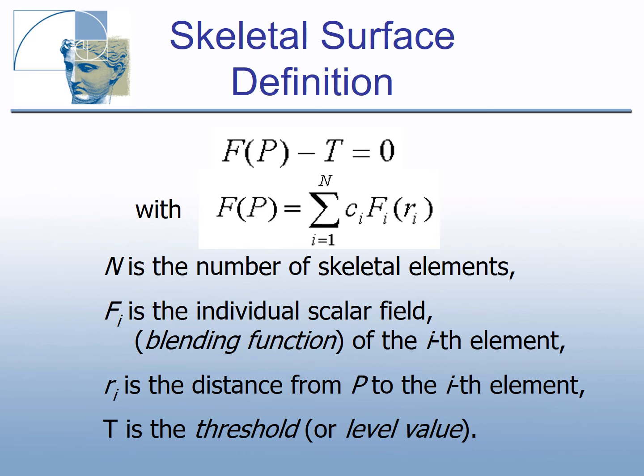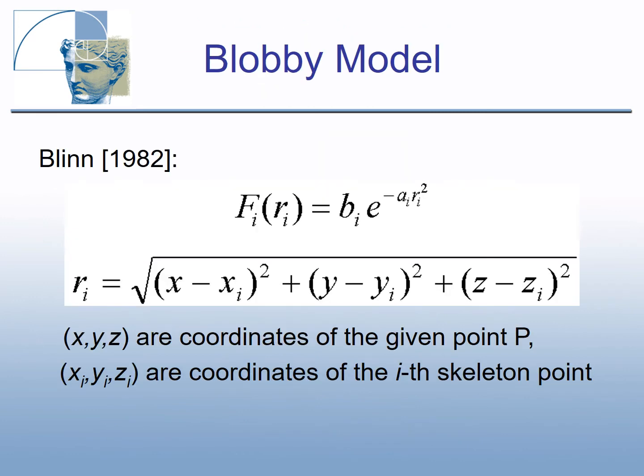Depending on the type of the individual field, there are blobby model, metaballs, and soft objects. Jim Blinn in his blobby model used the shown formula with the exponential function for the scalar field, where r is the distance from the given point to the skeletal point. Pay attention to coefficients a and b, which will appear as parameters of the library primitive.